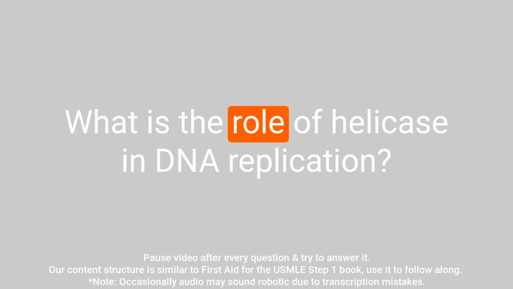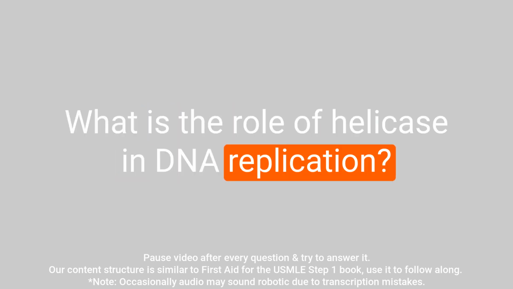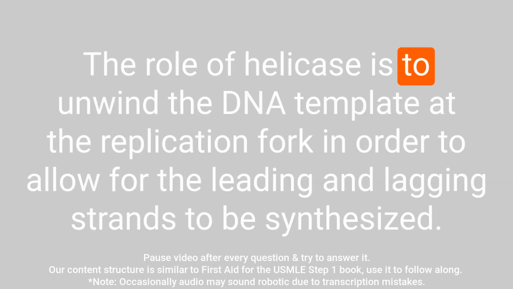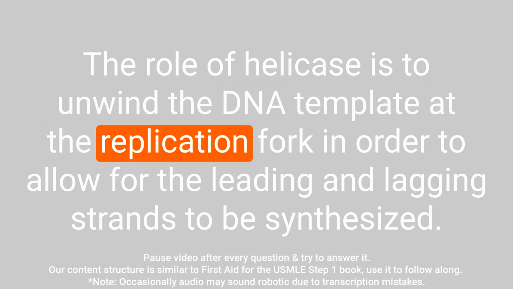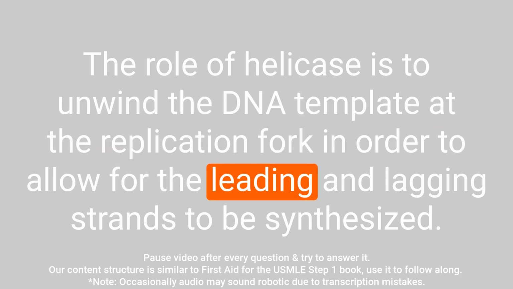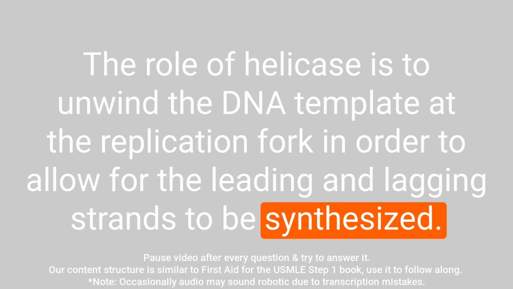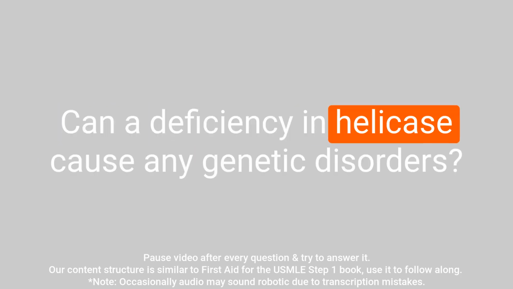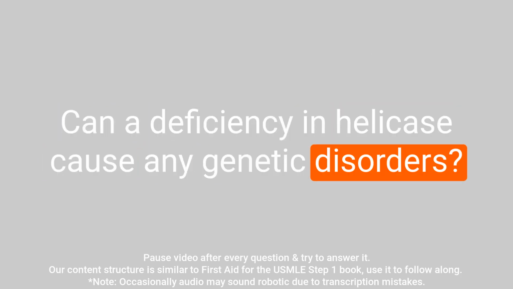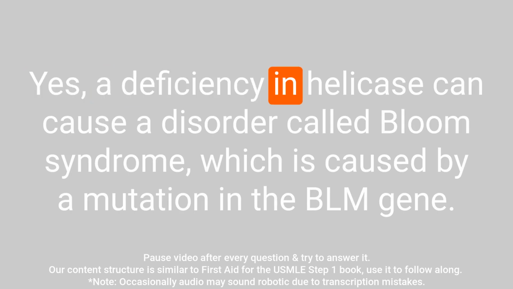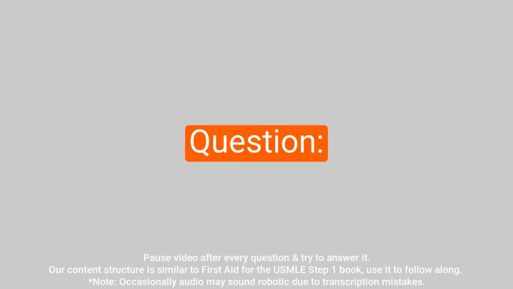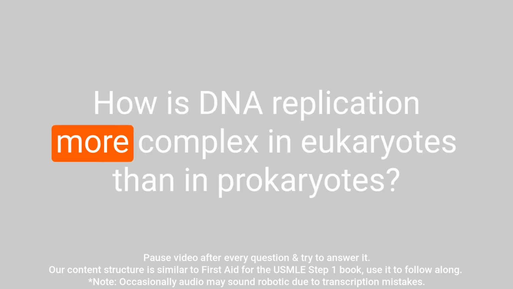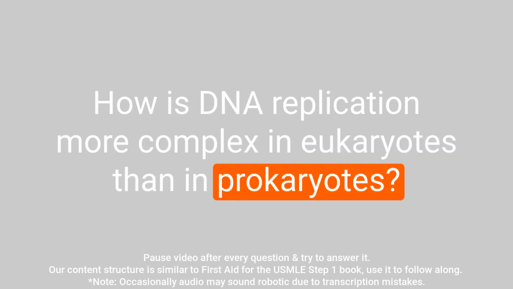Question: What is the role of helicase in DNA replication? Answer: The role of helicase is to unwind the DNA template at the replication fork in order to allow for the leading and lagging strands to be synthesized. Question: Can a deficiency in helicase cause any genetic disorders? Answer: Yes, a deficiency in helicase can cause a disorder called Bloom syndrome, which is caused by a mutation in the BLM gene.